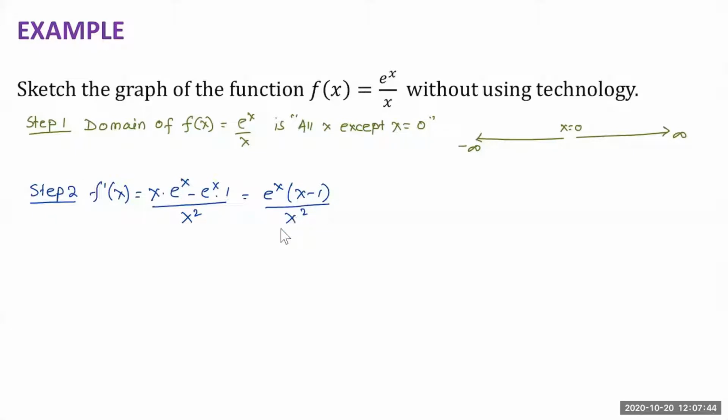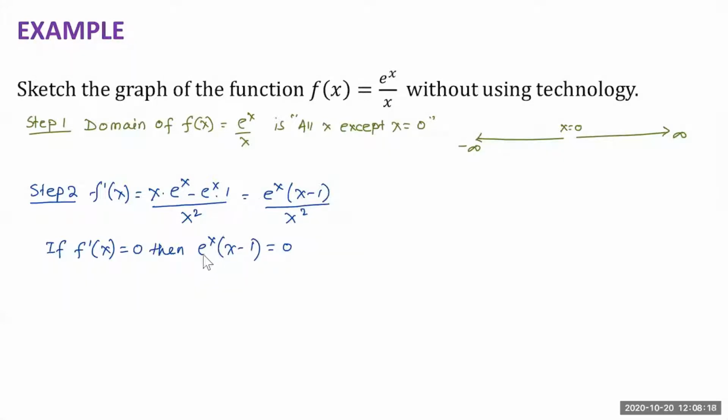The first derivative will help us find the critical numbers. The critical numbers are the numbers where the first derivative is 0 or undefined. If the first derivative is equal to 0, then I'm saying this fraction is 0. The fraction will be 0 only when the numerator is 0, that is when e to the x multiplied by (x minus 1) equals 0.